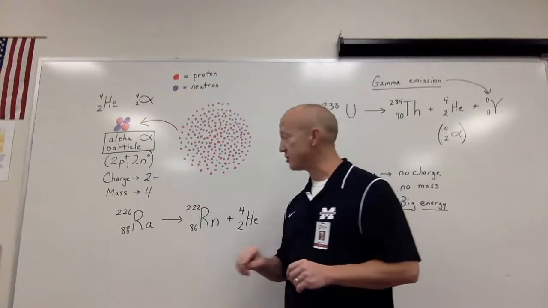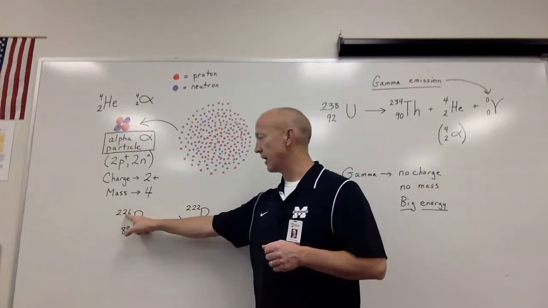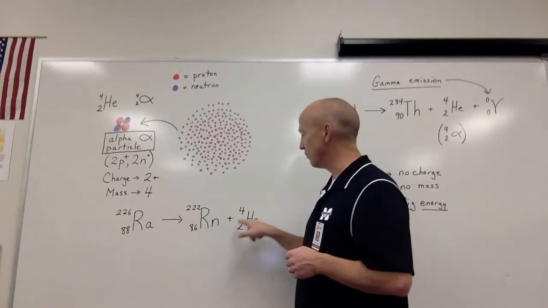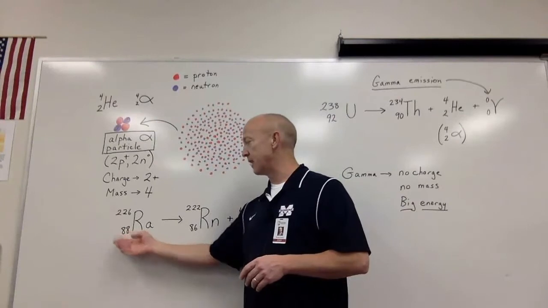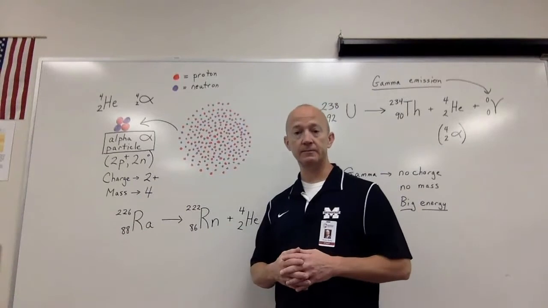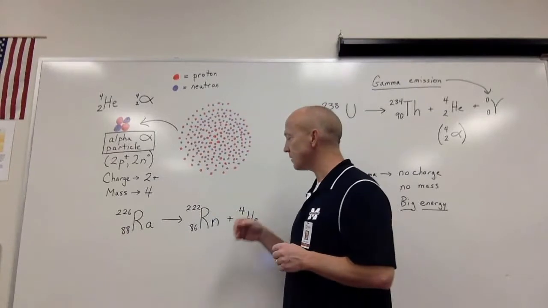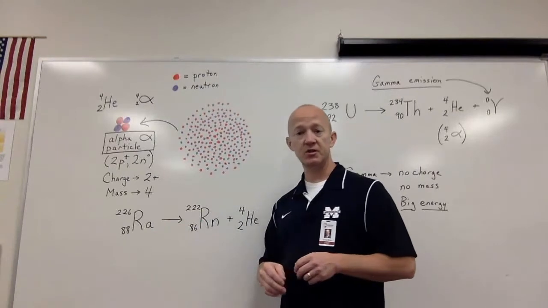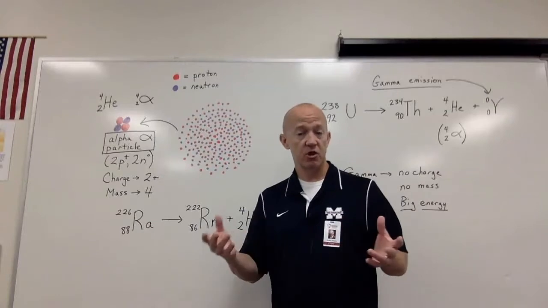Notice something about this equation. All the numbers are balanced. On the left side of the equation, we have 226 for our masses. On the right side, 222 and 4 make 226. For the atomic number on the left side, we have 88, and on the right side, 86 and 2, 88. So even in a nuclear equation, the representation of a nuclear reaction, we still obey the law of conservation of mass. So as you write one of these equations, you just make sure that your numbers are matching on both sides, and then you'll know that you're correct.